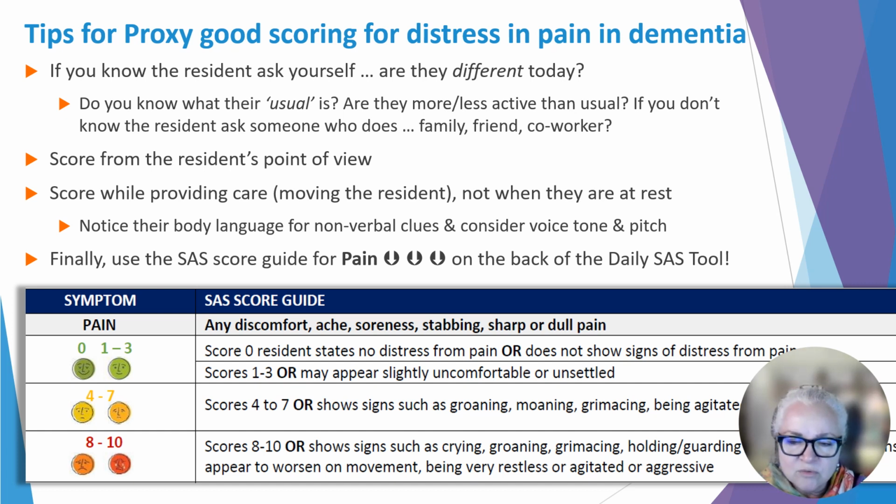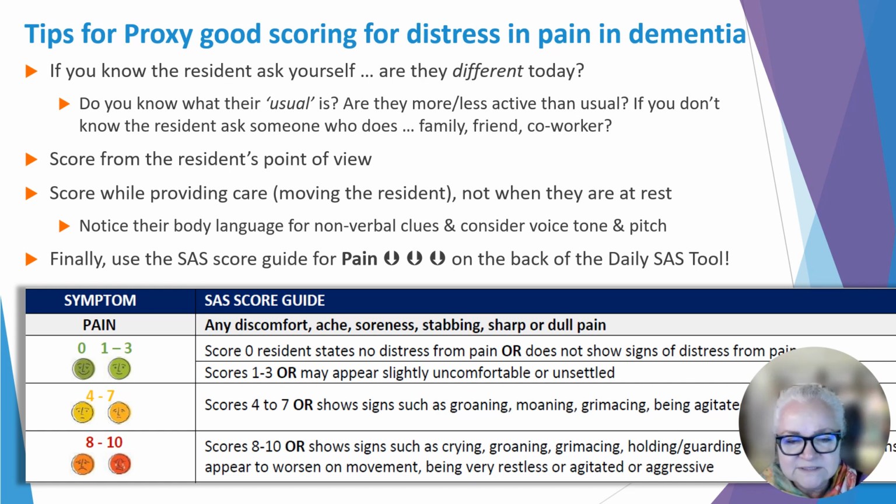Whenever you score a proxy score, you have to score it from the resident's perspective, from the resident's point of view. It's almost as though you become the resident. Score while you're providing care. There's no point scoring a resident who's at rest. Most times when people are at rest, they don't demonstrate any distress from pain. The distress comes from when they're moved. So provide the score when you've actually moved the resident. Notice what their body language does. Do they have non-verbal clues? Consider their voice tone. Consider the pitch of their voice.